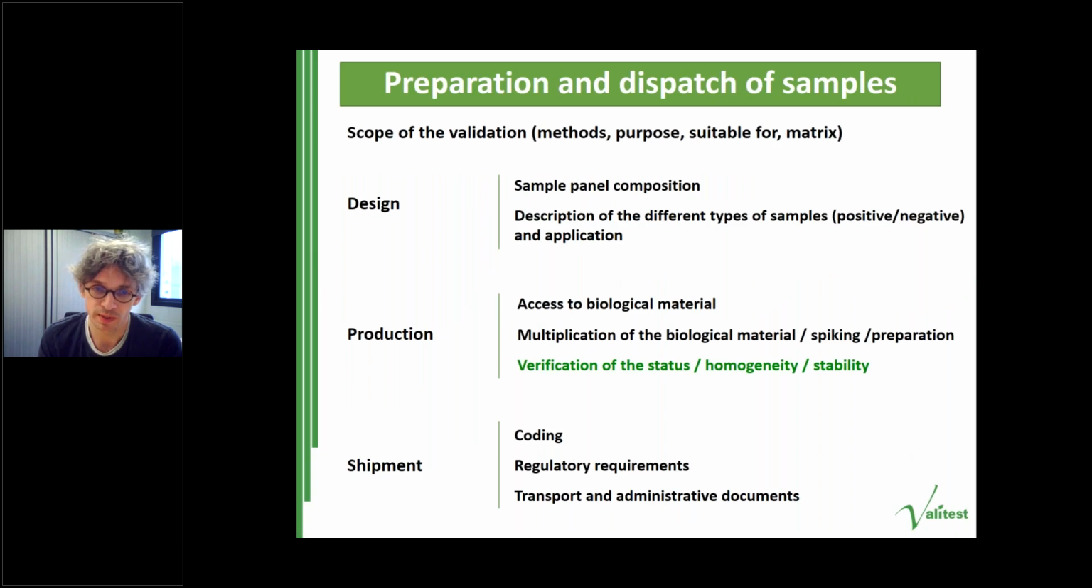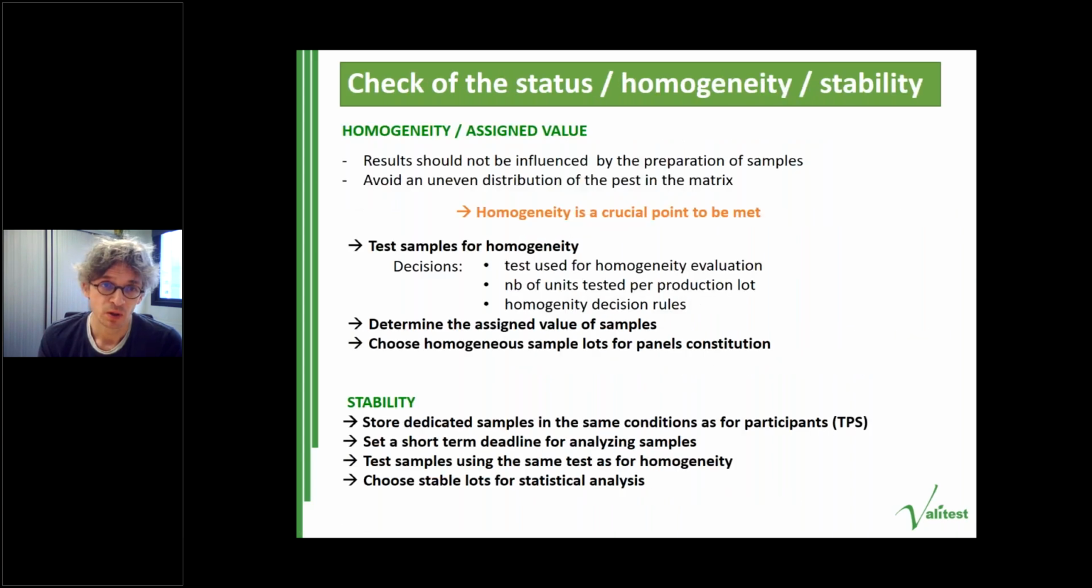Once you've produced your samples, you have to check the status, the homogeneity, and the stability. Of course, results should not be influenced by the preparation of the samples, and we really want to avoid an uneven distribution of the pest in the matrix. And it's the reason why homogeneity is a crucial point to be met. So, to do so, you have to test samples for your homogeneity.